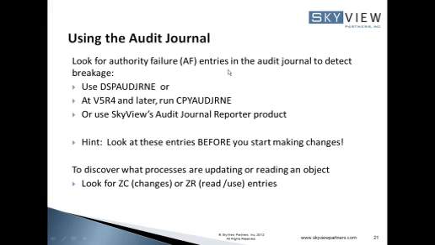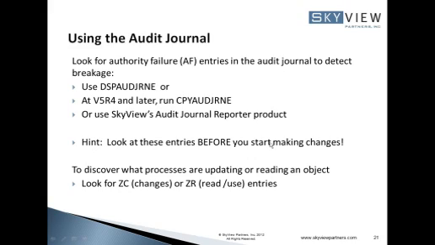You can also use the audit journal looking for AF or authority failure entries. Once you have done the rollout of your implementation, I look for authority failures to be proactive and try to capture and fix any problem that may be occurring before the end user sees it or before some process fails. So here's some commands that you can use for that. We also have the Skyview Audit Journal Reporter product that you can use to capture the AF entries.